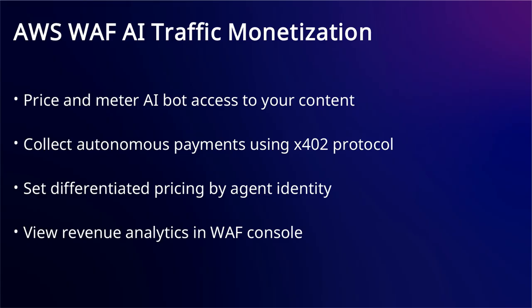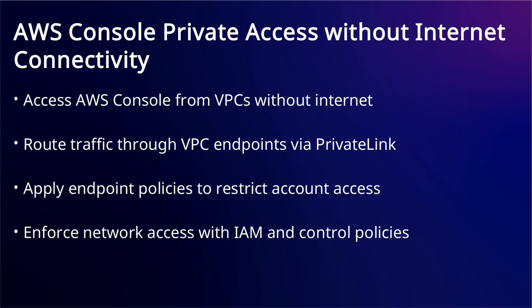Many enterprises and regulated industries face challenges managing AWS infrastructure from air-gapped or classified networks that prohibit internet connectivity. Previously, AWS Management Console private access required internet access, limiting options for organizations with strict security requirements. Now you can access the AWS console from your VPCs without any internet connectivity.